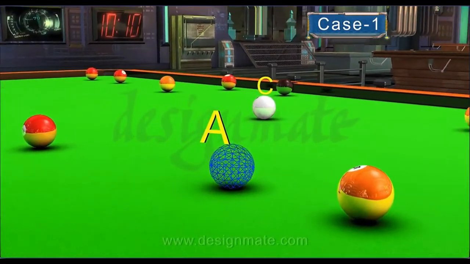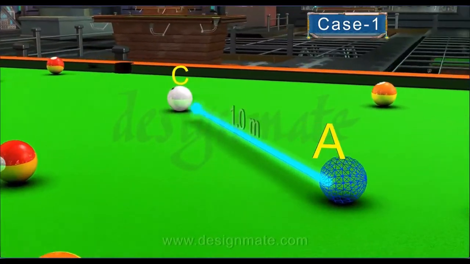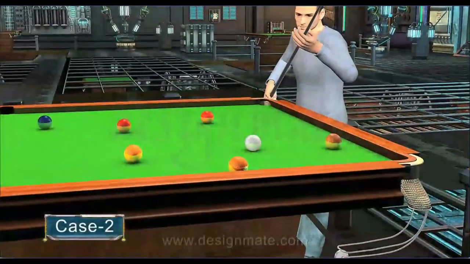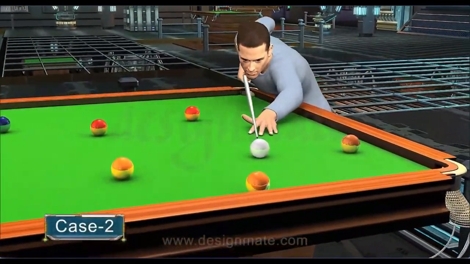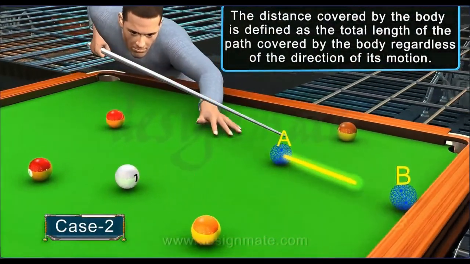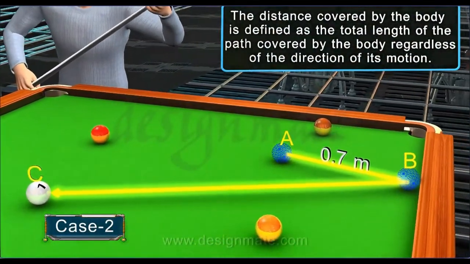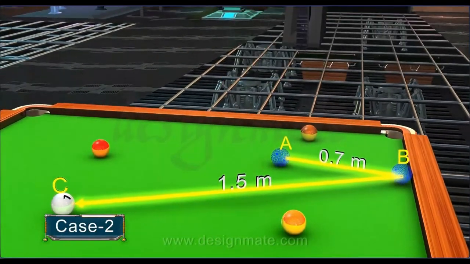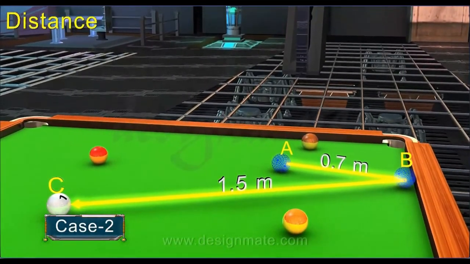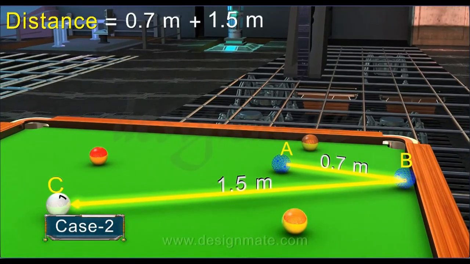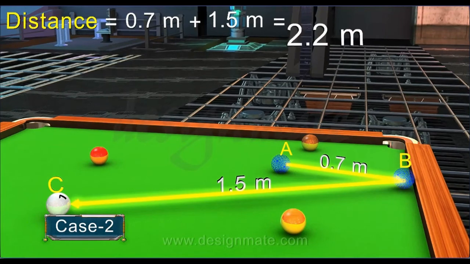In the first case, both the displacement and the distance are the same, that is 1 meter. Let us look at the second case. We know that the distance covered by the body is defined as the total length of the path covered by the body regardless of the direction of its motion. So, in this case, the distance is 0.7 meters plus 1.5 meters, which equals 2.2 meters.